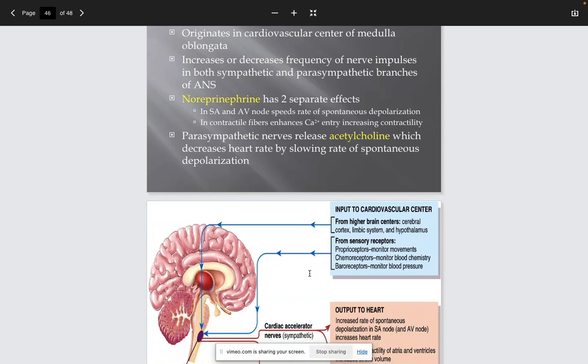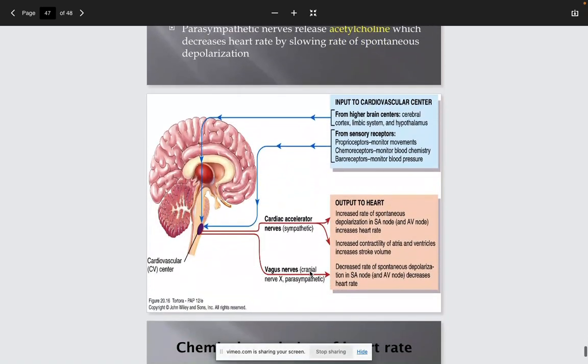So there's input to the cardiovascular system. This is a very good slide to kind of just depict what we've already talked about. Input to the cardiovascular system from higher brain centers such as the cerebral cortex, limbic system, hypothalamus. The limbic system, this can trigger fear. This fear input, again, goes in through here, through the hippocampus on down to the cardiovascular center present in the adrenal medulla. Again, from here, you'll have input to the heart. So this will cause a depolarization in the SA and AV node, which will increase the heart rate.